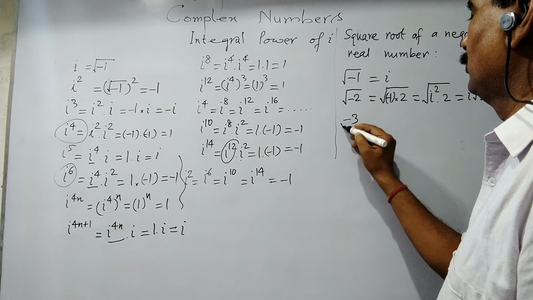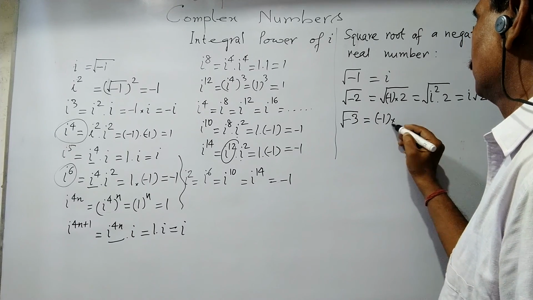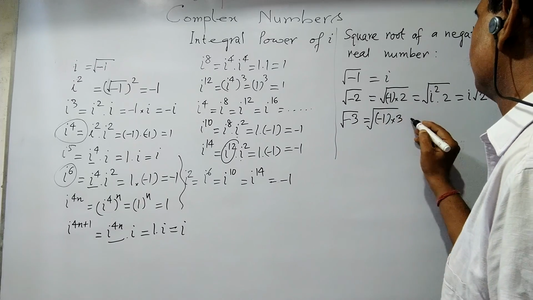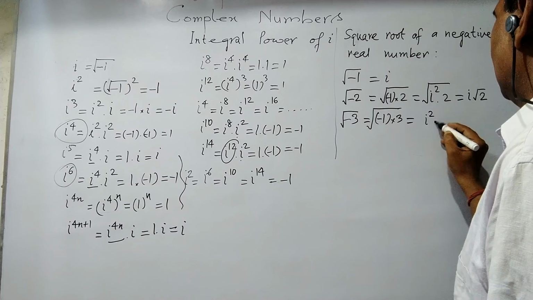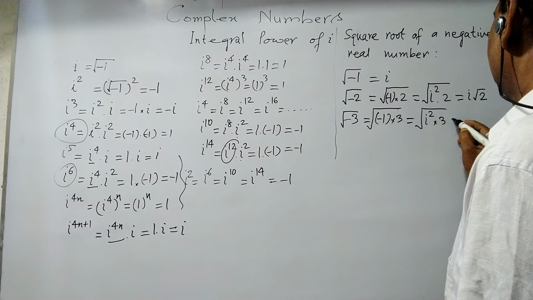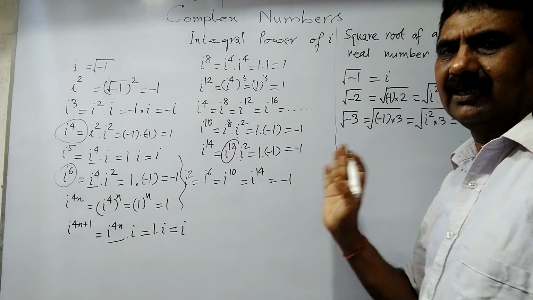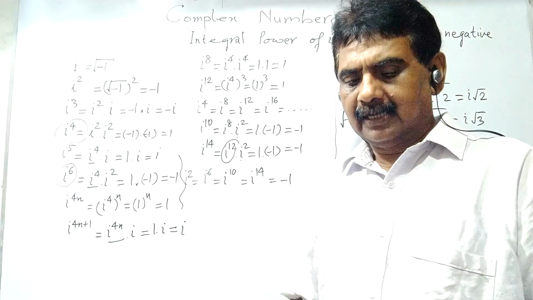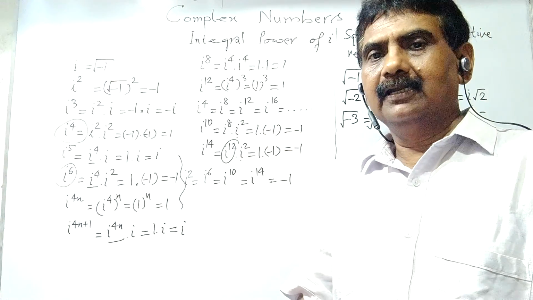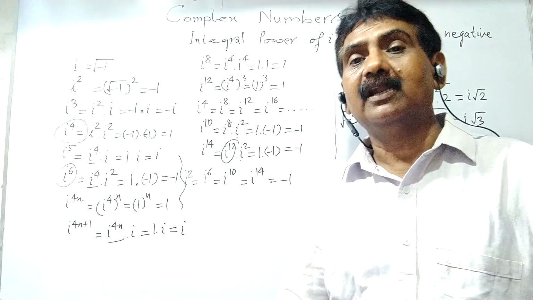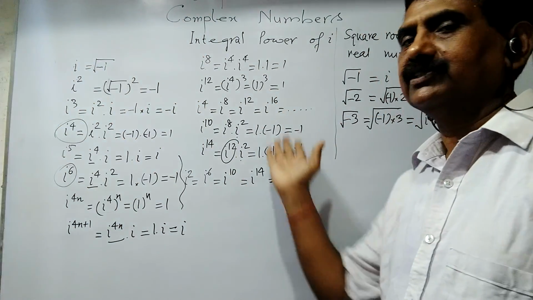Let us take the value of root minus 3. Again, minus 1 into 3 under the root. Then again minus 1 is equal to i square. And this one is 3. Then this is what? i root 3. What actually am I explaining? These things will be used when we start to solve the numerical problems. We will use these things.